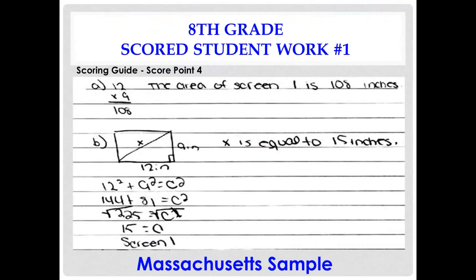All right, let's look at a score of 4 for this assessment item. Once again, what is the area in square inches of screen 1? This student has 12 times 9, which is 108. The area of screen 1 is 108 inches. On B, what is X, which is the diagonal length of screen 1. So the student did provide the diagram and with the label. And so what they did is they used the Pythagorean theorem. The leg, 9 squared plus 12 squared equals c squared, and they calculated the screen 1 is 15. So x equal to 15 inches.